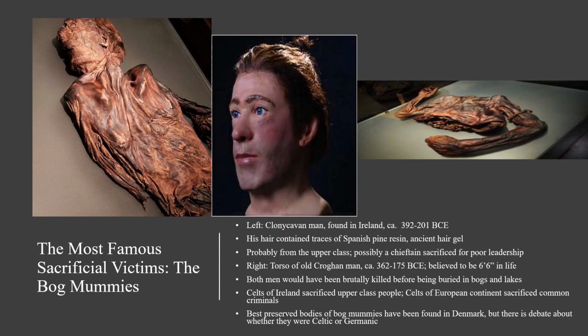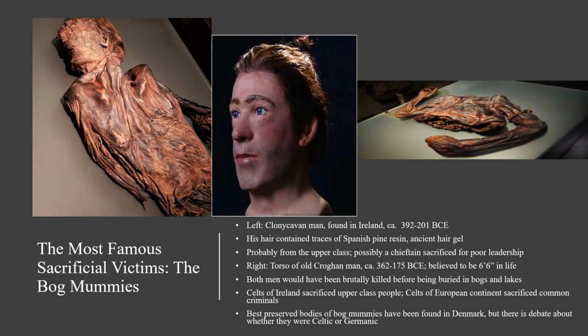So now we'll discuss the bog mummies. These are probably the most famous of the Celtic sacrificial victims. We have two examples here on this slide. On the left is Clonycavan Man, found in Ireland. He probably died sometime between 392 and 201 BCE. Studies of his hair show that he had traces of Spanish pine resin in his hair, basically ancient hair gel, and a cosmetic item like this would have been very expensive, so this man was most likely a king or a chieftain.